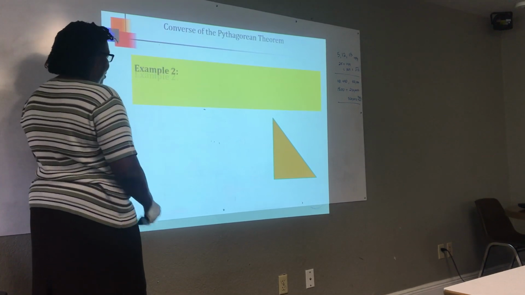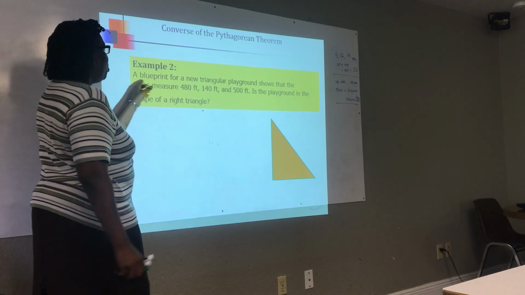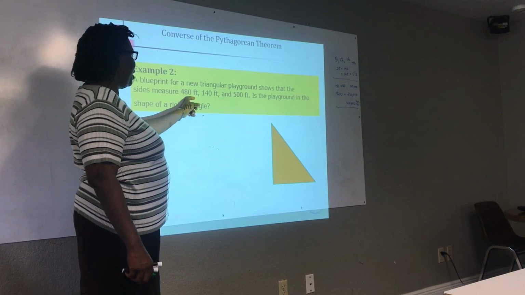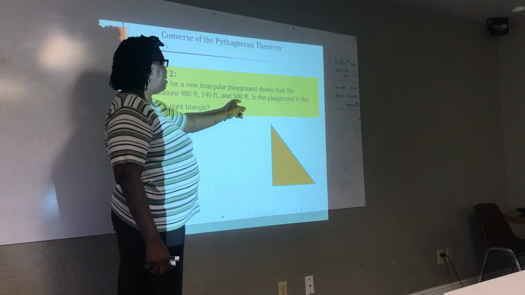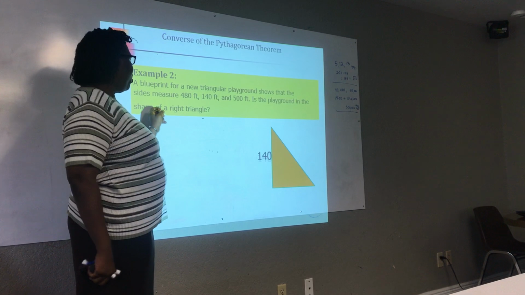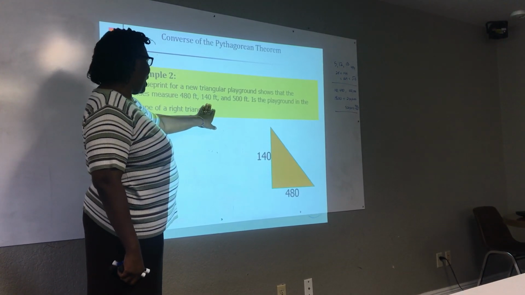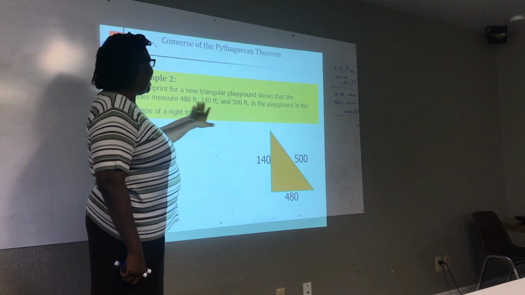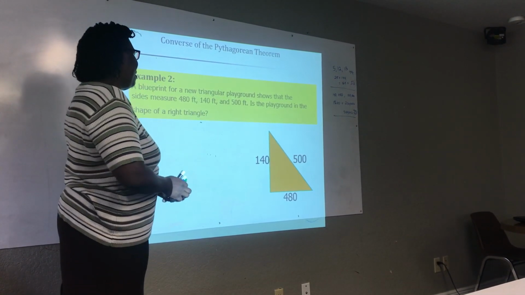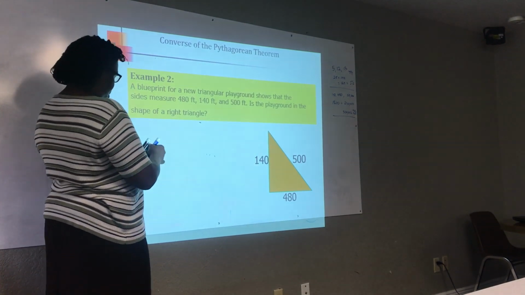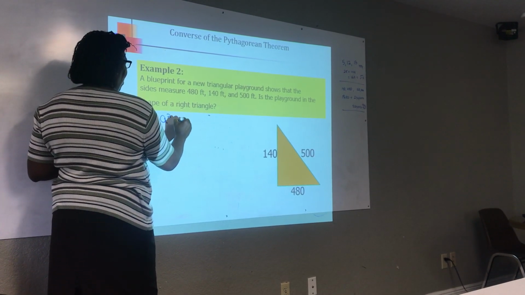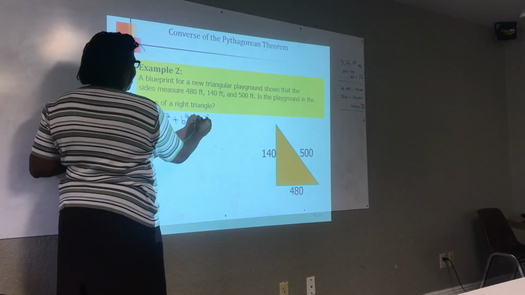Let's try another example. A blueprint for a new triangular playground shows that the sides measure 480 feet, 140 feet, and 500 feet. Is the playground in the shape of a right triangle? We need to put the sides in. The smallest sides are 140 and 480, and the longest side, always the longest side, the hypotenuse, will be 500 feet. Okay, so as usual, we'll start with the Pythagorean theorem: a squared plus b squared is equal to c squared.